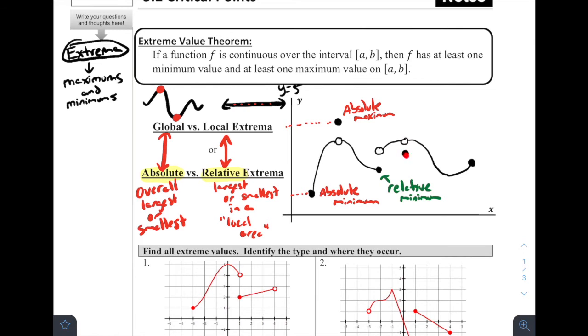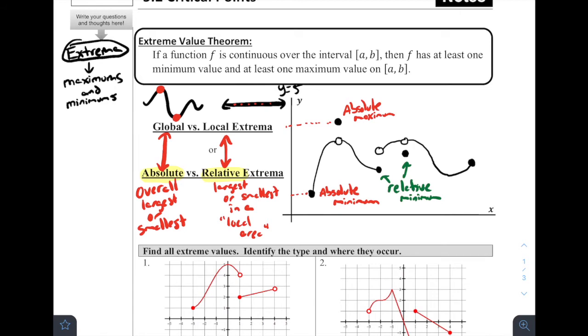But actually, interestingly enough, this one would count as a minimum, because if I take a look at the points immediately to the left of it, they're all higher, they're all larger than this value, and all the points directly to the right of it are also higher than it. So this is actually lower than both the points to the left and the right. This is also a relative minimum. So both of those points on this graph would be a relative minimum.